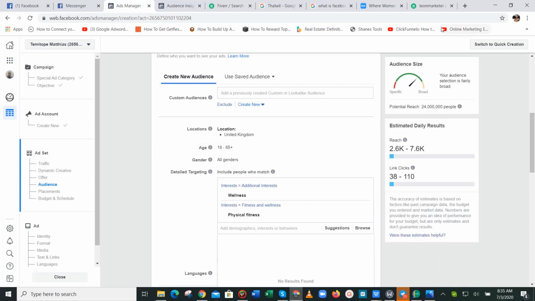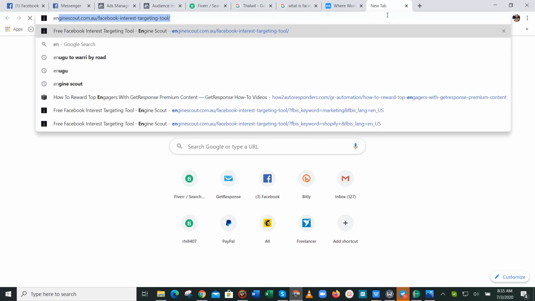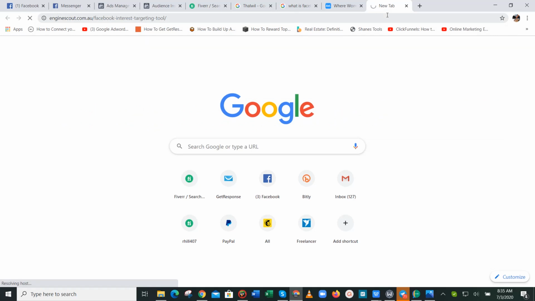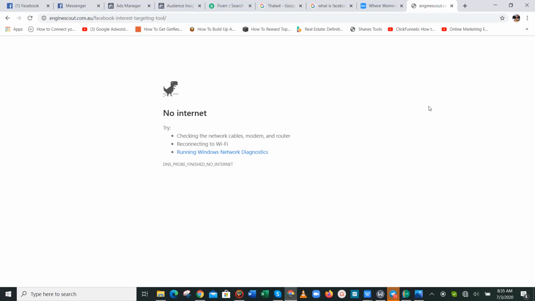So that is the reason why we did research to find some tools, because we got one Nedley solution, we got one Engine Scout. So I use Engine Scout currently, and I will teach you how to use Engine Scout now. This Engine Scout will show you some keywords that Facebook won't even suggest for you. So when you target these keywords, you will be able to set up a very good audience and very good converting ads.